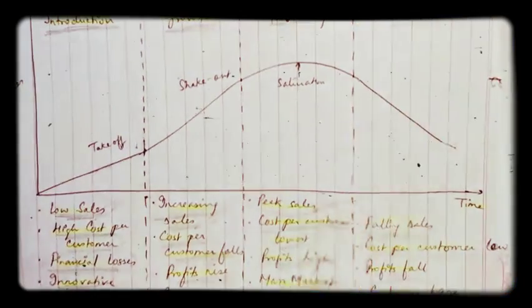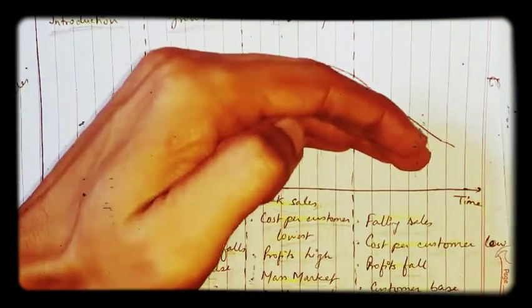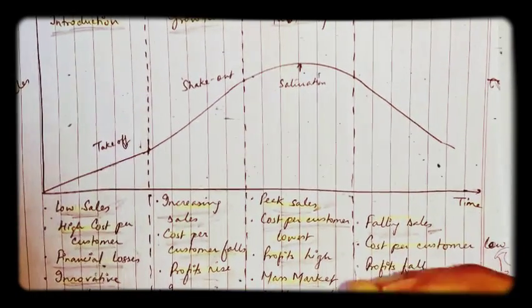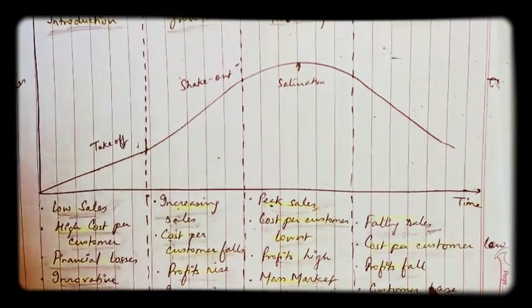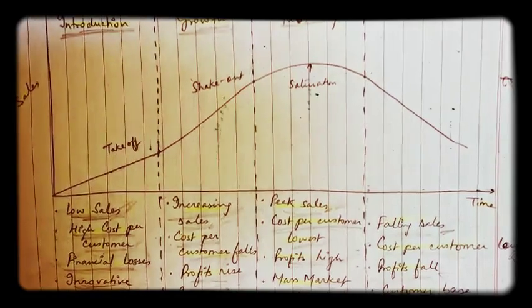Last is decline stage. Okay, when product started to decline in the market. Understand? Falling sales started decreasing. Okay, cost per customer is low, profit starts falling, customer base is low, number of competitors fall.